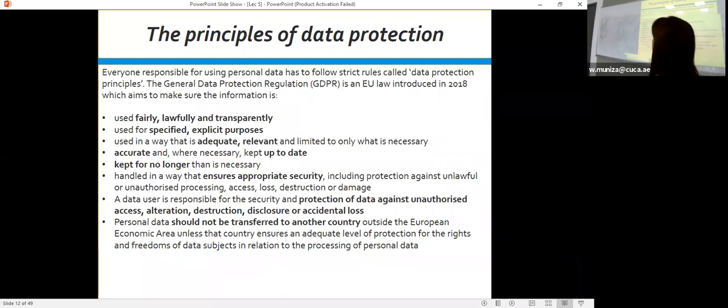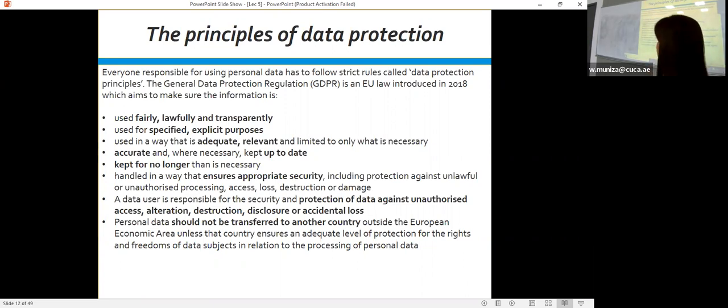So GDPR gives us the general rules and regulations regarding data protection. And all those countries which are members of the European Union have to follow these rules and regulations. And GDPR is a kind of supranational rules and regulations, global.